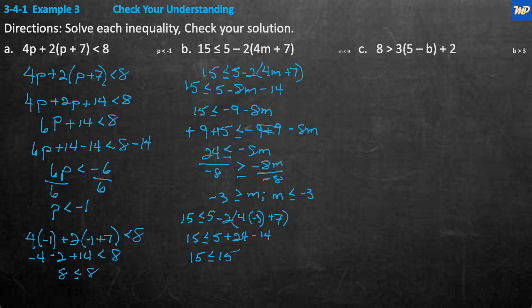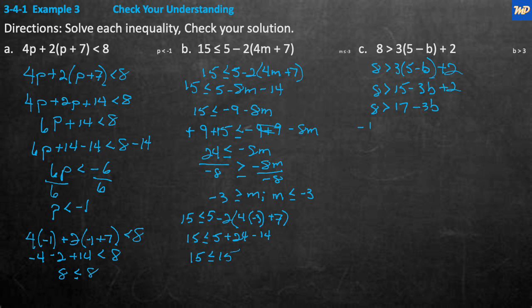The next one, 8 greater than 3 times the quantity 5 minus b, plus 2. So we're going to clear the distributive property first. 8 is greater than 15 minus 3b plus 2. So now we have some like terms here. We have a 15 and a 2 makes 17. So 8 is greater than 17 plus minus 3b. We're going to move the 17 to the other side, so we have to subtract 17.